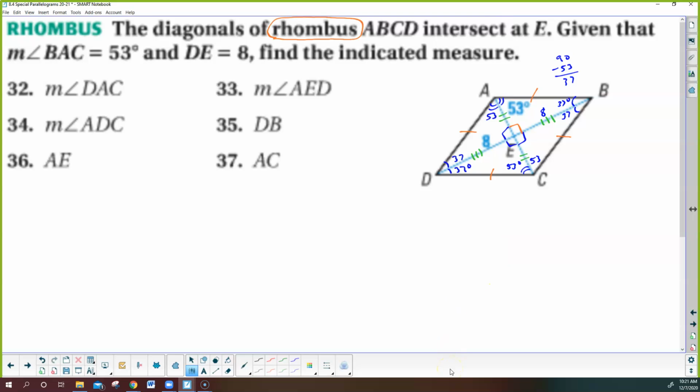So now, I hope you're thinking, okay, well, that was a lot. I didn't even answer a single question yet. But now let's actually just kind of go through and look at, well, all right, now that I know all this information, what are they asking me? So find the measure of DAC. DAC. Oh, that was 53 degrees because diagonals bisect.